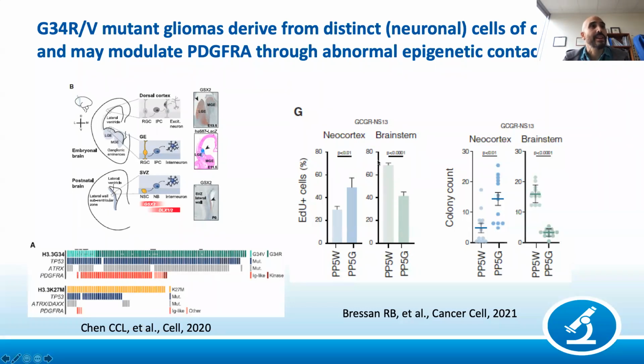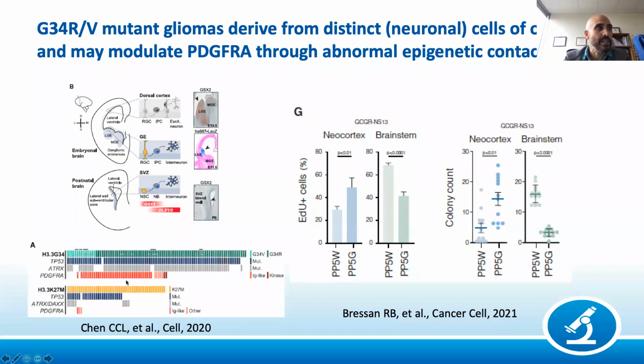Interestingly enough, when you experimentally delve into this a little bit more, and you culture neocortical versus brainstem precursors, the G34R mutation is really only proliferative in the neocortical precursors, not in the brainstem precursors. So that's interesting in and of itself. You're talking about a unique pairing between a susceptible cell of origin and a specific molecular alteration that only works in that cell of origin.